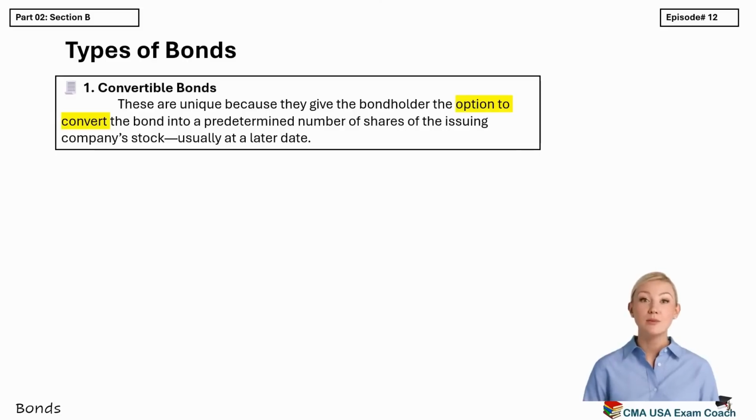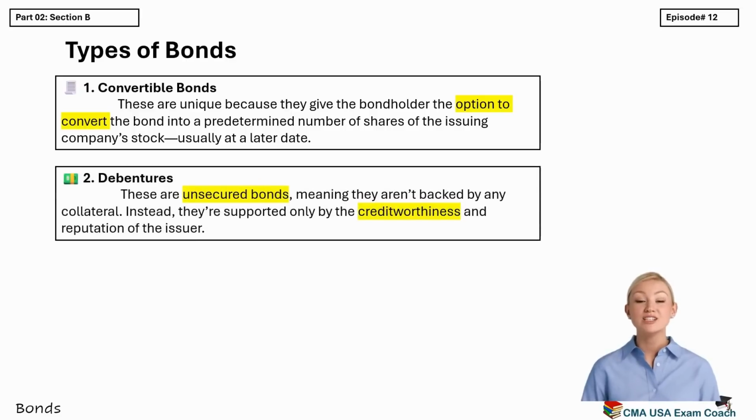Let's start with convertible bonds. These are a hybrid between debt and equity. Convertible bonds give the holder the option to convert the bond into a set number of shares of the issuing company. Why does that matter? Well, if the company does well and the stock price rises, converting the bond into shares could be more profitable than just collecting interest payments. It's a way for investors to have the safety of a bond with the upside potential of stocks.